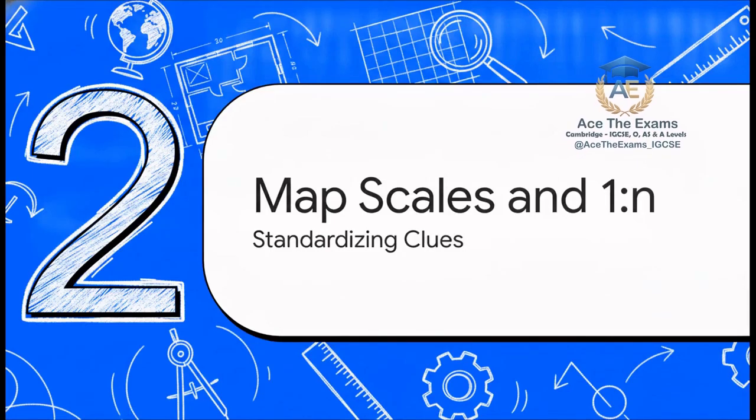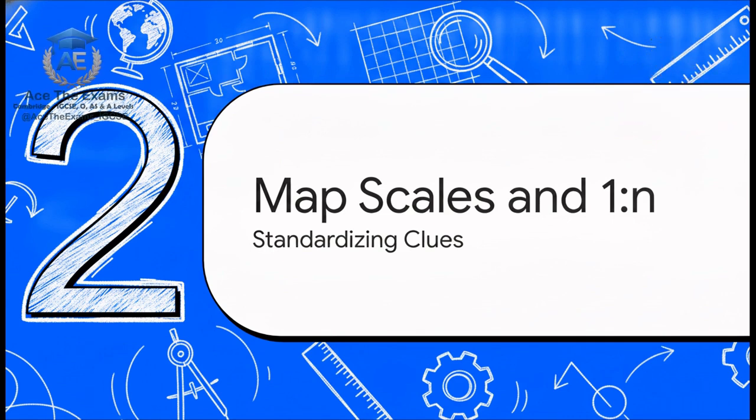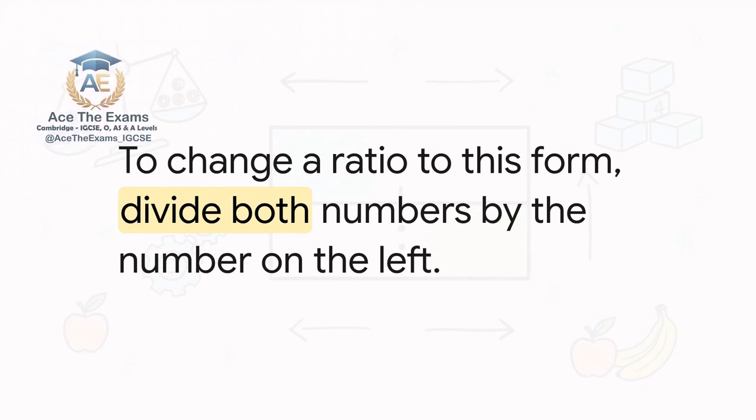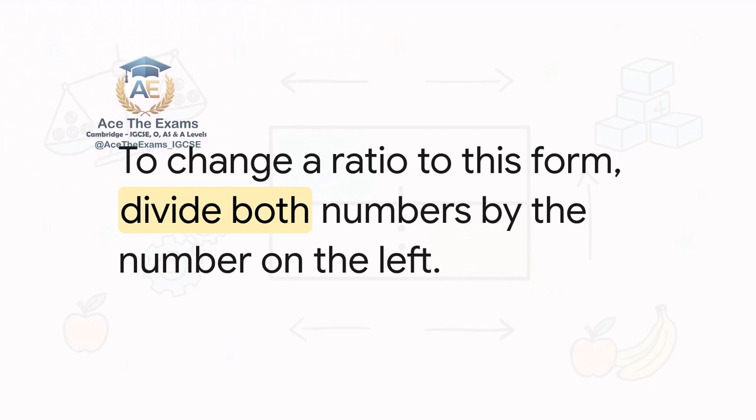Section 2, map scales and 1 to n, standardizing the clues. Let's move to our next site and see how this foundational rule builds into standardizing ratios into the specific 1 to n scale format. This is all about command word decoding. Whenever an exam question specifically asks for a scale or enlargement in the 1 to n format, your simple strategic move is to divide both sides by whatever value sits on the left. It doesn't matter how ugly the numbers look.